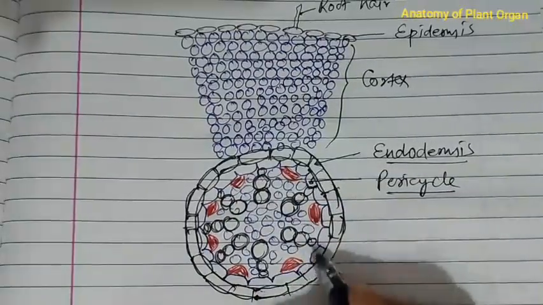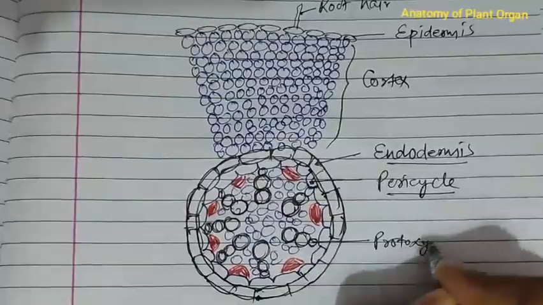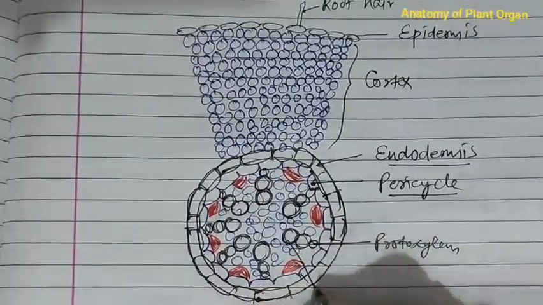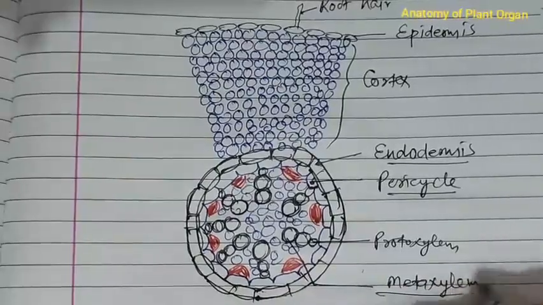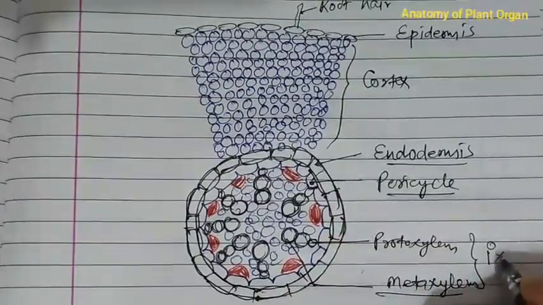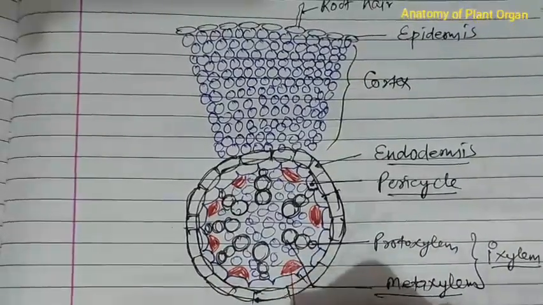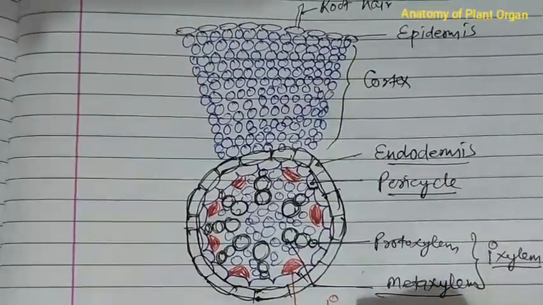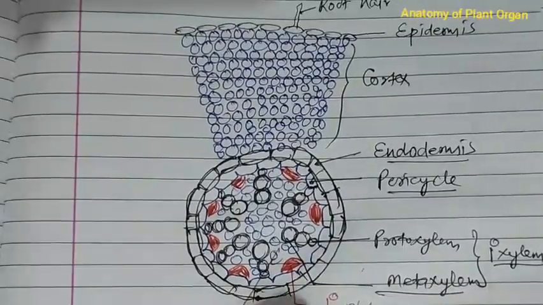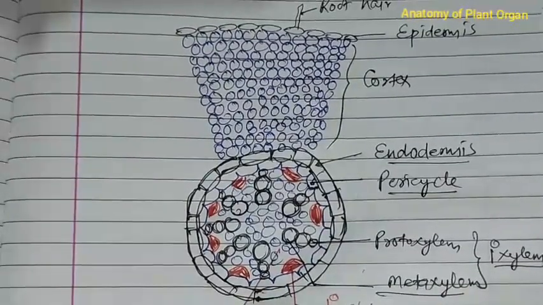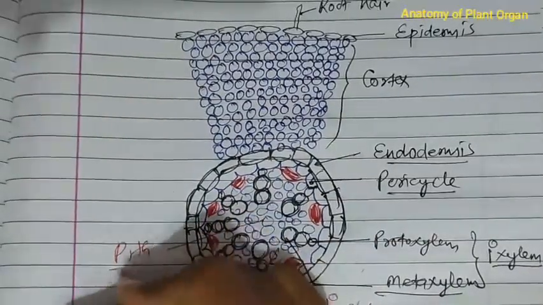Now inner to that we find protoxylem, then metaxylem, this is the primary xylem, then these red colors are primary phloem, they have conjunctive tissue and centrally located pith or medulla.